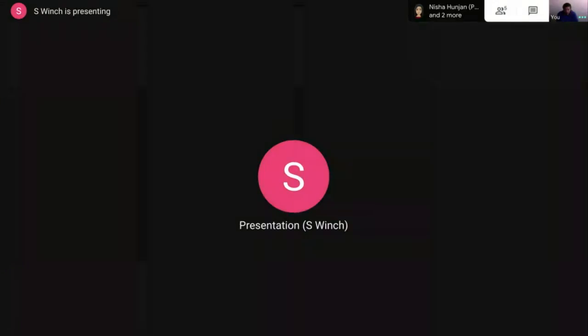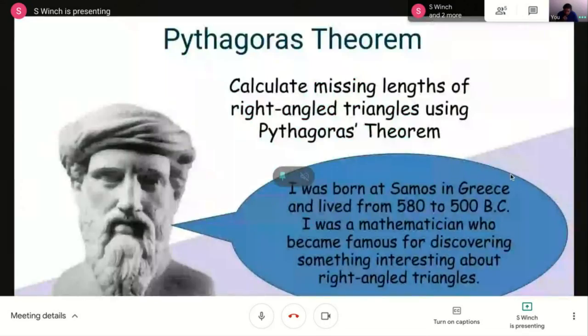He was born in Samos, which is a beautiful island. I went there 3 years ago. He lived from 580 to 500 BC.